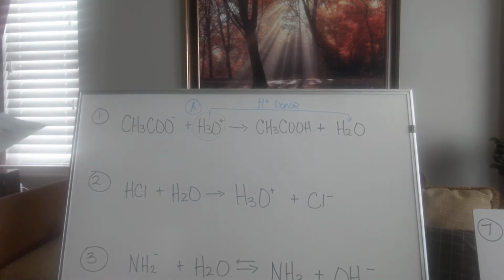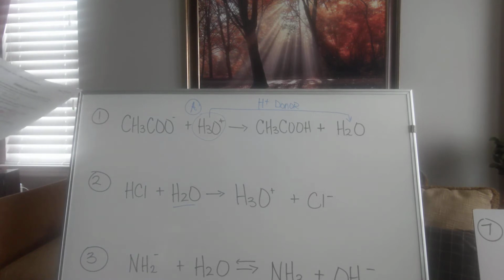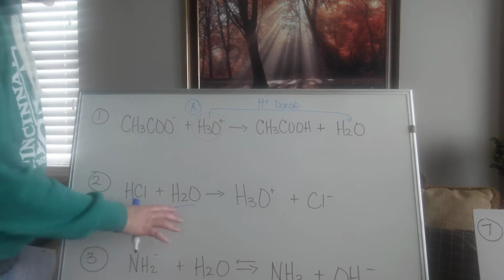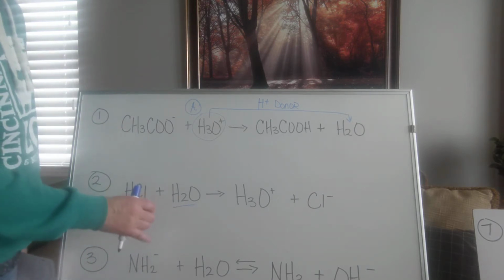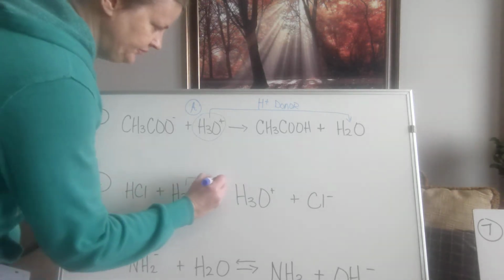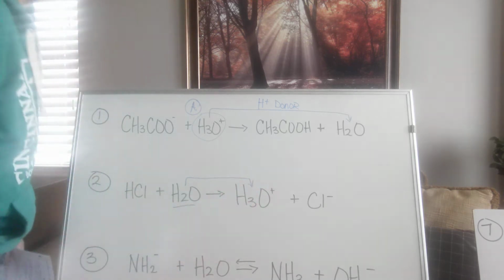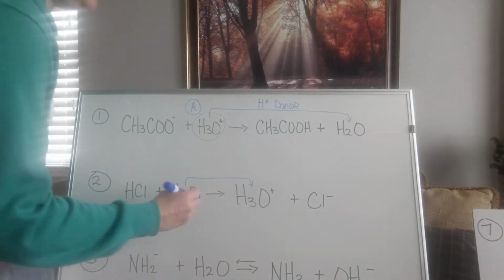Number 2, according to the Bronsted-Lowry theory, or in other words, according to the alternate acid-base theory, what does H2O act as in the following reaction? Okay, so we have to figure out what H2O becomes. So we're looking for a difference of a hydrogen ion. H2O becomes H3O. That is a difference of one hydrogen ion.